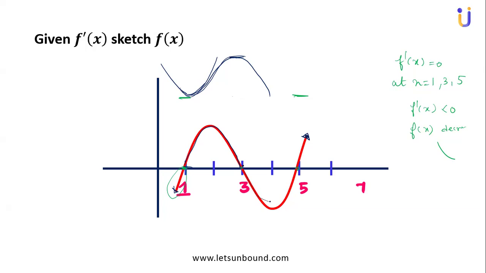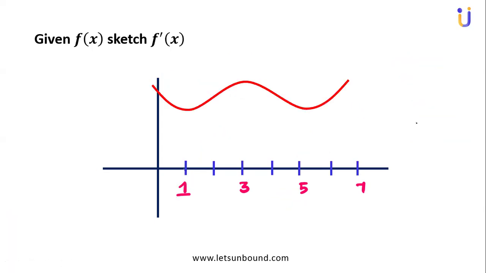Then again from 3 to 5, it goes below the x-axis, and at 5, it makes a horizontal tangent. It's something like this. Not a neat sketch, but I hope you understand. This is f dash. From f dash, we draw f of x. Make sure you are using the table side by side. Once you practice a lot, you will make that in a minute. That simple it is. Now, given f of x, sketch f dash of x.